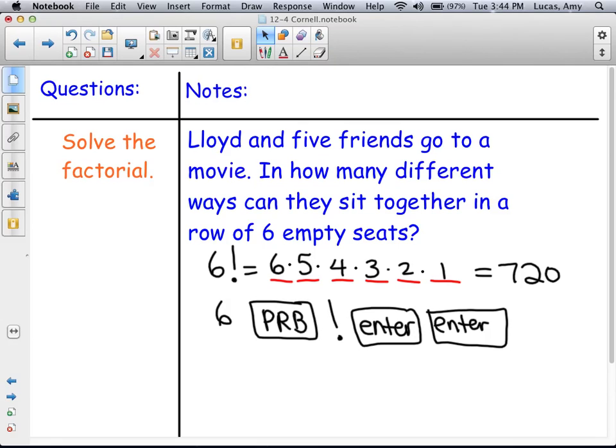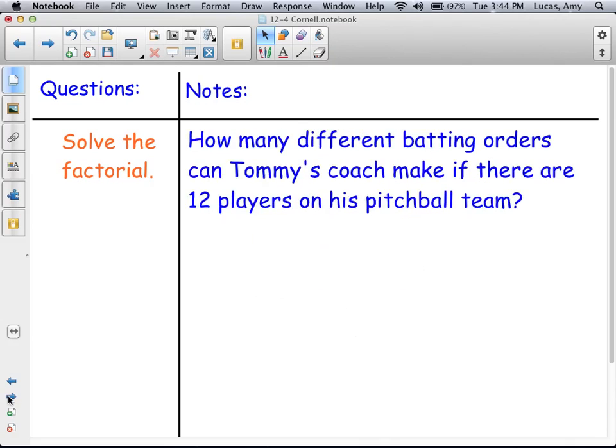So 6 people sitting in 6 empty seats, we're using all 6 people. So it's just 6 factorial. The next example: how many different batting orders can Tommy's coach make if there are 12 players on his pitchball team? Well, all of the players get to bat on the pitchball team, so you're using all 12 players. So it's simply 12 factorial.